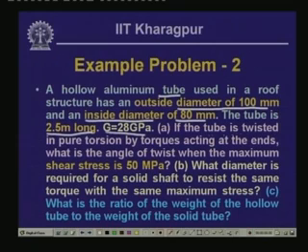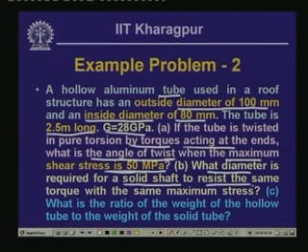Now, if the tube is twisted in pure torsion by torques acting at the ends, then what is the angle of twist when the maximum shear stress is 50 MPa? So, we will have to find out what is the angle of twist when the maximum shear stress is limited to 50 MPa. And secondly, what diameter is required for a solid shaft to resist the same torque with the same maximum stress?